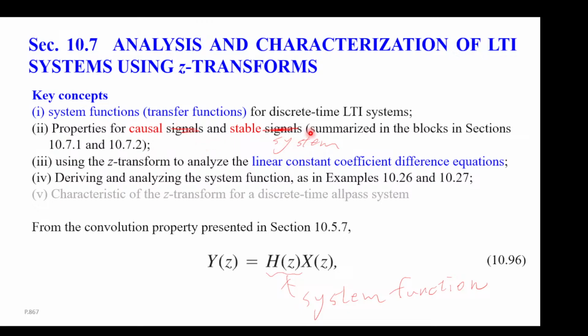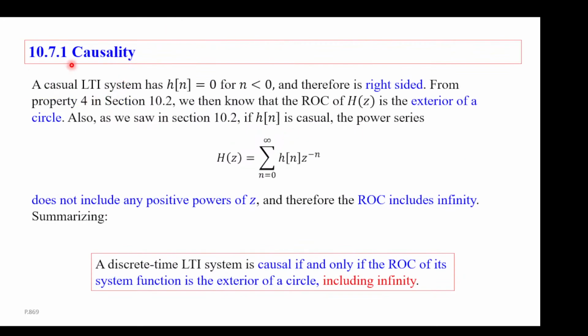But we need to remember causal and stable are properties of systems, and just that for an LTI system we can represent our system with our impulse response. So we have a causal LTI system, and the LTI system can be expressed by its impulse response small h of n. And if it's causal, then from chapter 2 we know that for a causal system h of n equals 0 where n is less than 0. Okay, and now we want to see what this means for the Z transform.